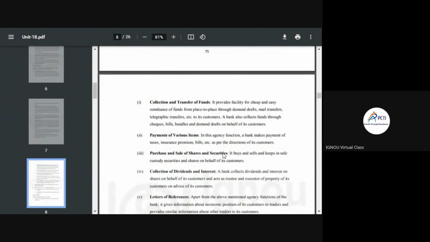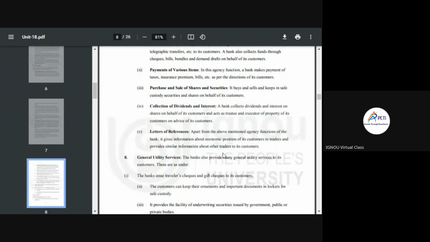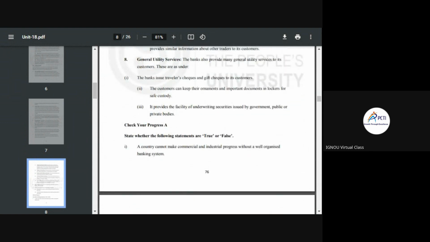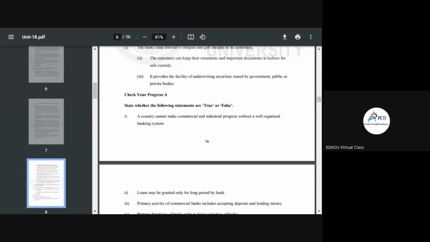Then we have the collection and transfer of funds, like payments of various items, purchase and sale of shares and securities, collection of dividends and interest, and letters of reference. Then we have general utility services, like the customer can keep their ornaments and important documents in lockers for safe custody. It also provides the facility of underwriting securities issued by government, public or private bodies, and the banker issues traveler's checks and gift checks to its customers.